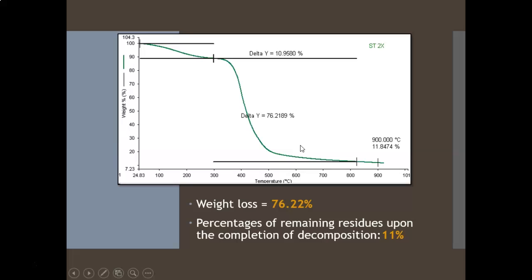Okay, this one, the sample of the compound analyzed by TGA, we can see that the weight loss is about 76%. The percentage of the remaining residue upon the completion of the decomposition is about 11%.